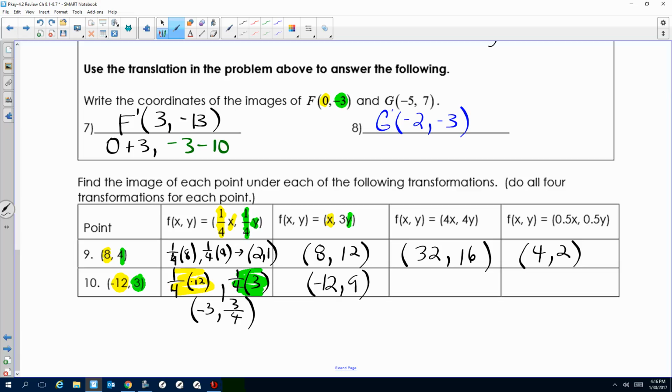Let's try this one. Multiplying x and y by the 4. We should have negative 48, comma 12. Good job, you got that. And then we're doing 0.5. Use your calculator if you need to. Check your answer. We should have negative 6, comma 1.5. Okay. So use your calculator when you have to. And that will take care of our first 2 pages, the table. So fast forward the video or just hit the right arrow button to get to the next step.